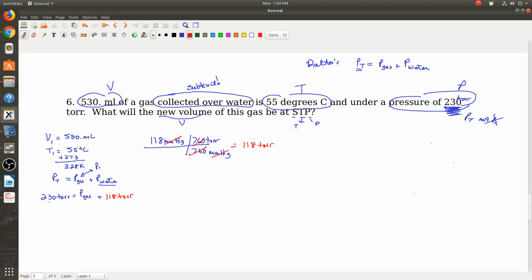Now subtract 230 minus 118 to get the pressure of the gas. I don't know why I put two S's that time. Because I'm thinking about the torr, I guess. So 230 minus 118, and that is 112. 112 torr.